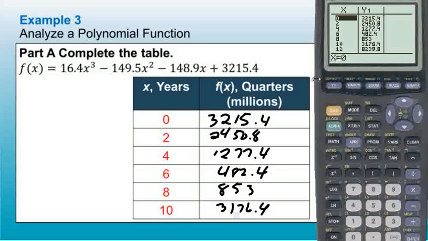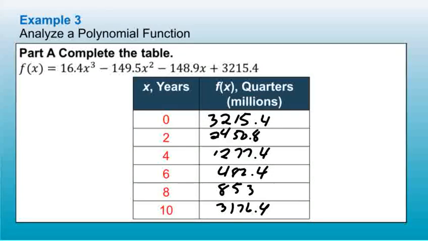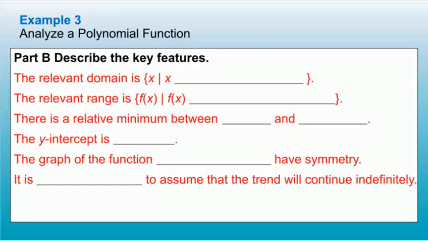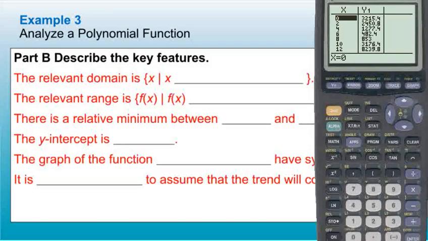Then we can use that table now to graph. Actually, we can use that table now to do the key features. So the relevant domain has to be greater than or equal to 0. The relevant range is going to be f of x is greater than or equal to the lowest point, it looks like 853. Actually, no, there is one lower. There's 482.4. So about 482. I'm just going to keep it at 482 instead of the decimals.